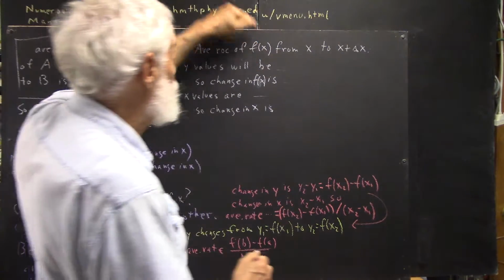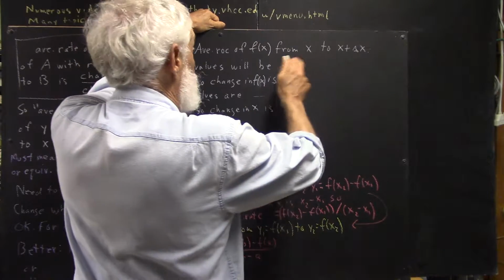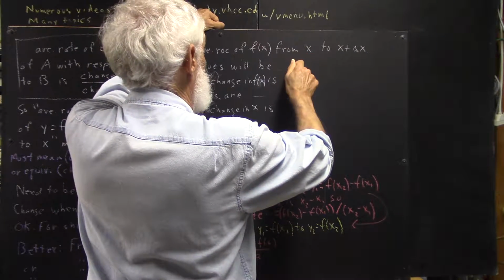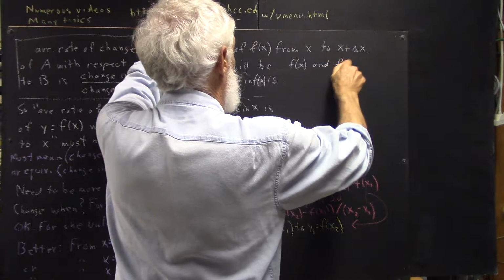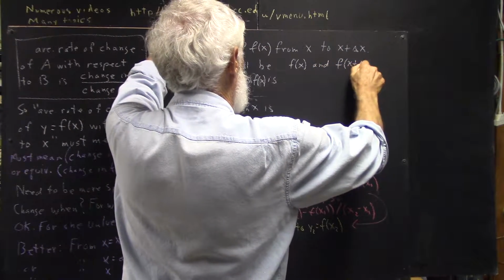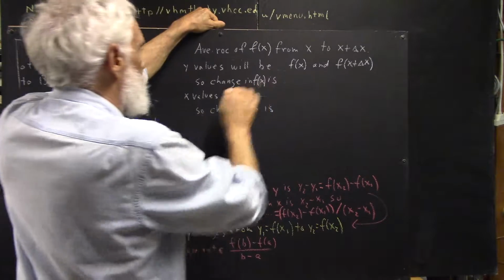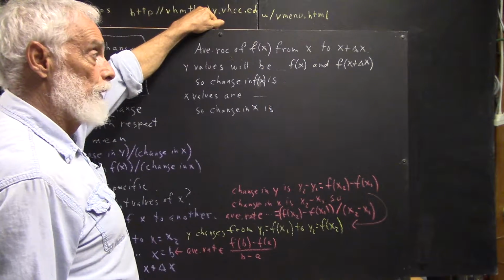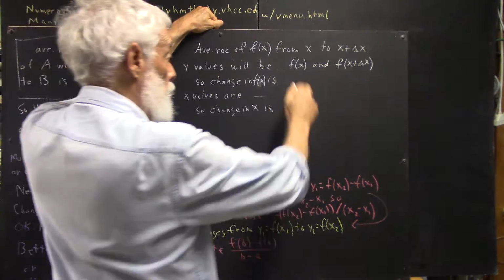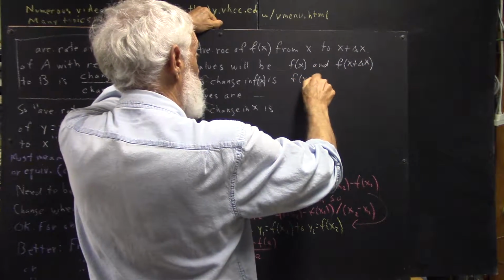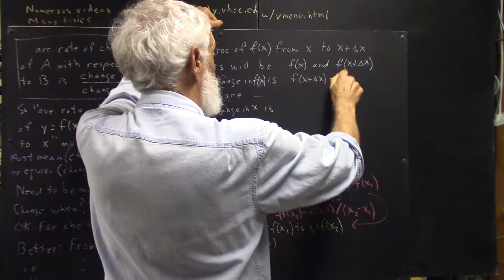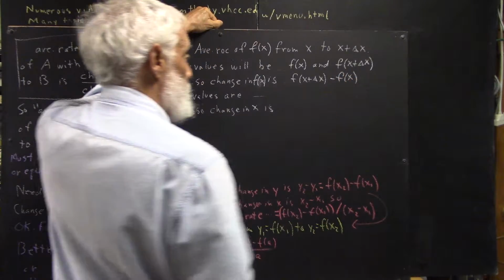Now, the y values are what? Well, if we have value x, the y values are f of x and f of x plus delta x. Change in f of x is then what? Well, we're changing from this value to this value. That change is f of x plus delta x minus f of x.